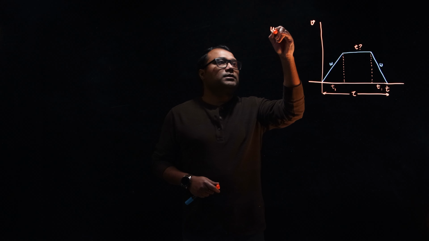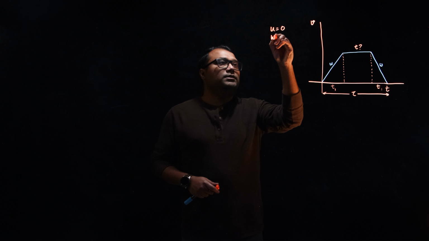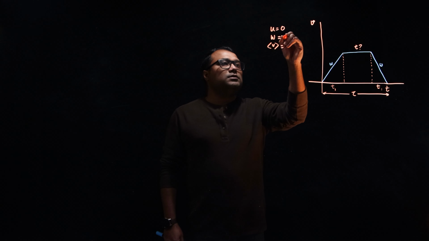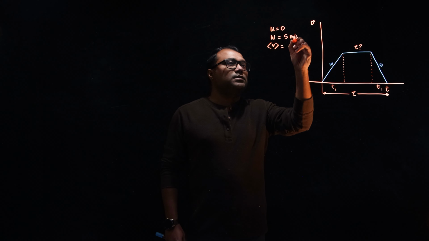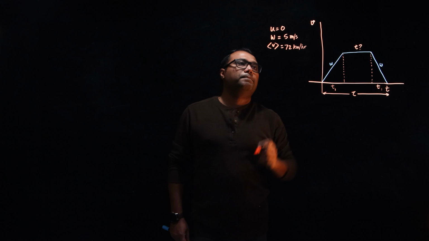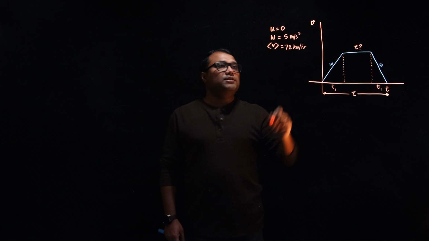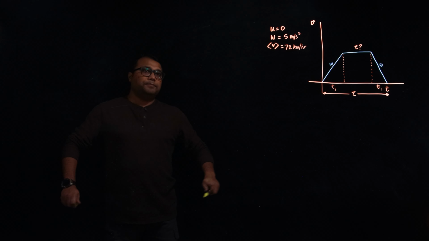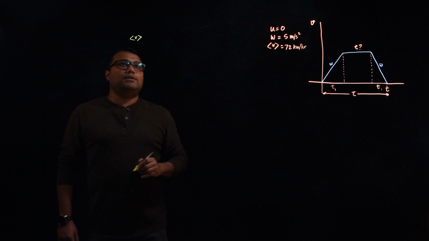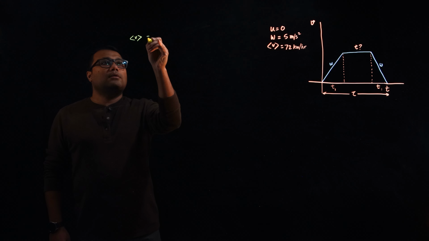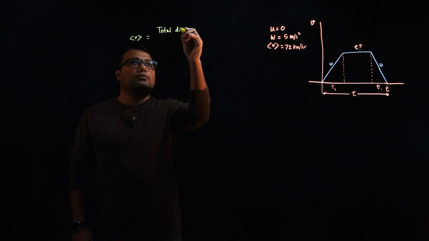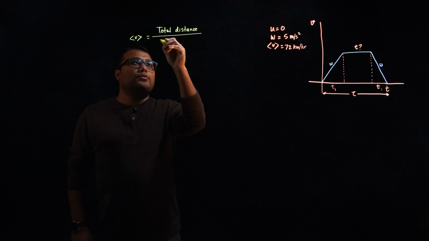The initial velocity is 0, acceleration is given, and average velocity is given. This is 5 meter per second, this is 72 kilometer per hour, and this is 5 meter per second square. Again, mean velocity or average velocity, the definition of that is total distance divided by total time.